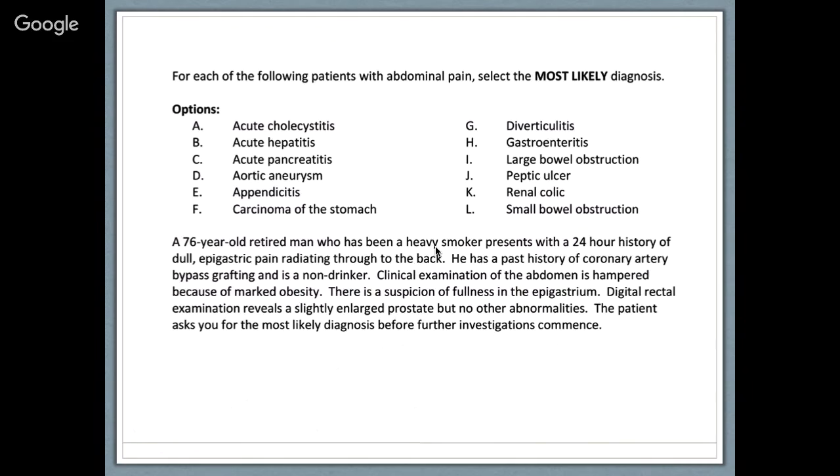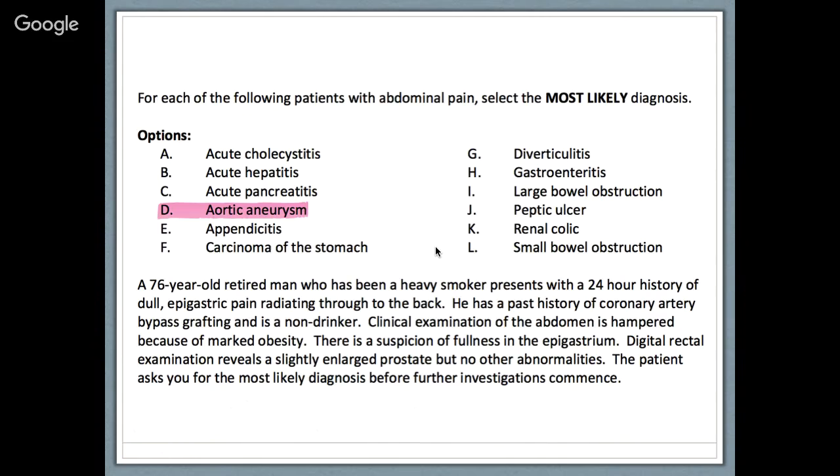Yeah. Okay, well, the answer that was put by, there's a Google Doc where all the students write what they think the right answer is. The answer that was overwhelmingly picked by students is aortic aneurysm. Now, people picked this because an aortic aneurysm can cause a dull epigastric pain that radiates through the back. He's got a past history of coronary artery bypass grafting, so we know he's got some sort of vascular process going on.